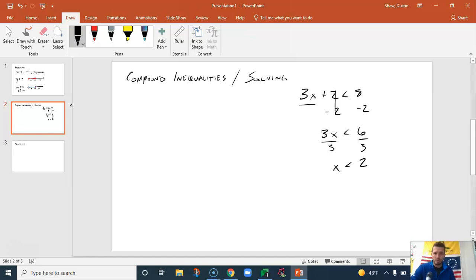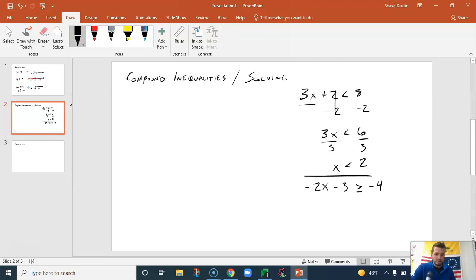Now this time I want to show you what happens if you have a negative answer, or if you have to divide or multiply by a negative. So let's do something like this. Let's go negative 2x minus 3 is greater than or equal to negative 4. Lots of negatives in here.